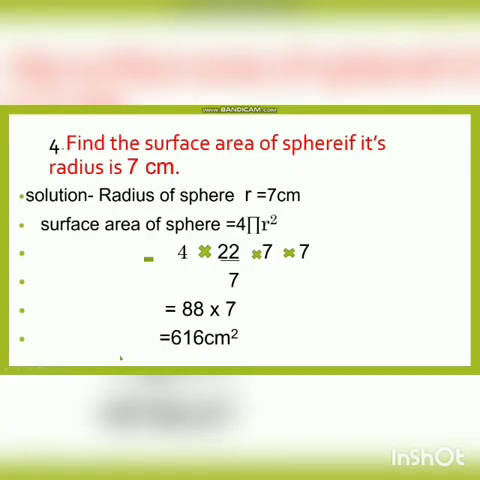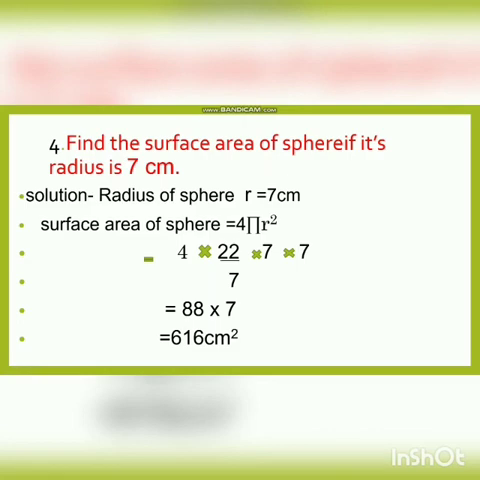In this way we find out the surface area of a sphere, applying the formula of surface area of sphere is equal to 4 pi r square.